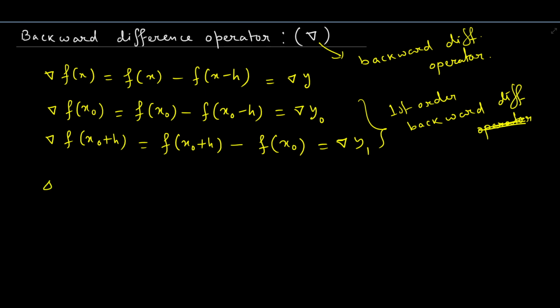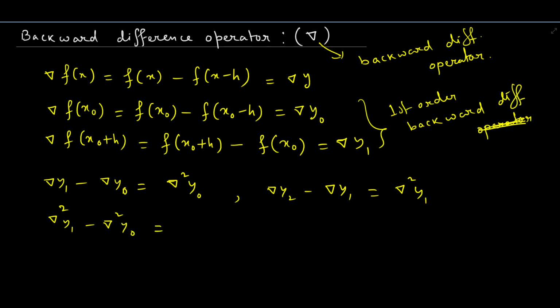Now if we take the difference between first order ones, just like the forward case, nabla y1 minus nabla y0 will be the second order difference. So it will be nabla square y0. Nabla square y0 is the second order backward difference. Similarly, if we subtract nabla y2 minus nabla y1, we'll get nabla square y1. These are all second order backward differences. If we subtract second order, that is nabla square y1 minus nabla square y0, then we'll get the third order backward difference. So is it clear? It's very simple.